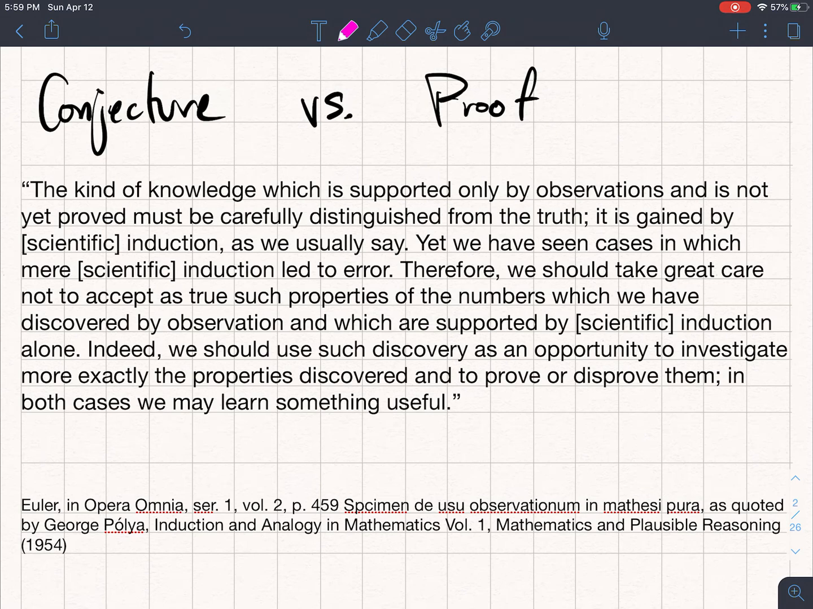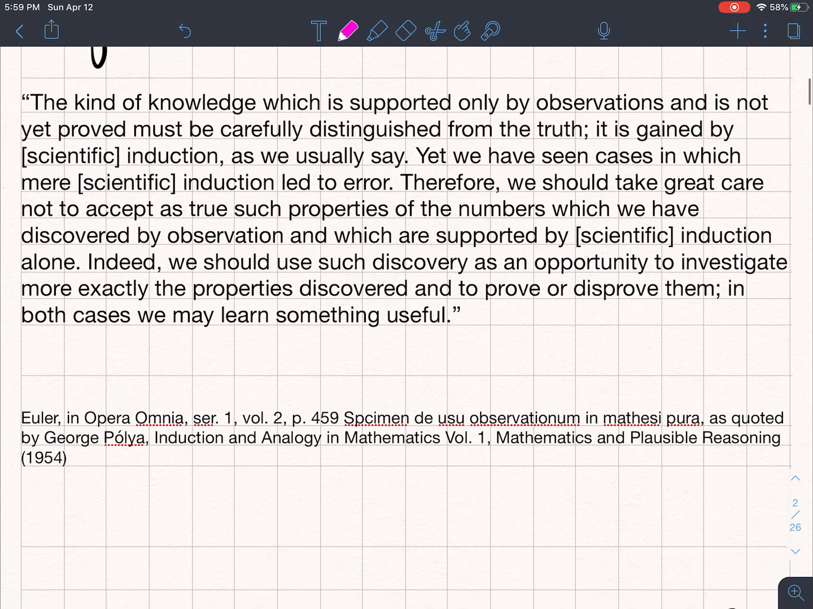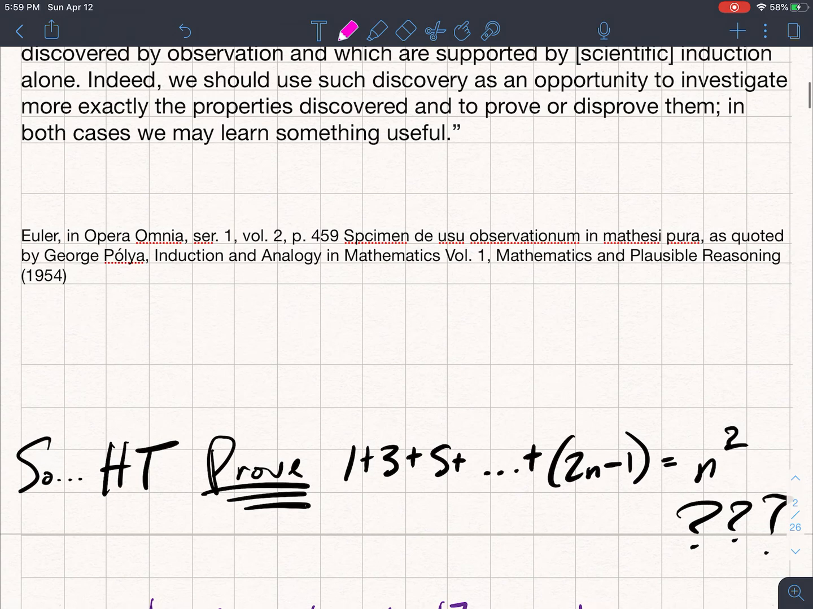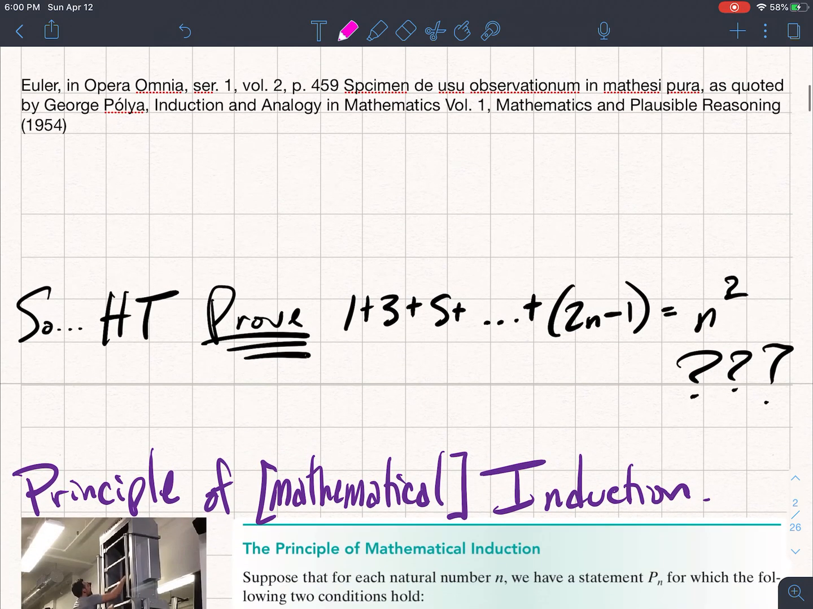So scientific induction is when we look at a bunch of cases and we try to come to a conclusion from those cases that we look at. Scientific induction does not rise to the level of proof in mathematics. We can't just look at a bunch of examples. We have to show it for all cases. So how do we prove this for all cases of n? We can't do all the natural numbers. There's infinitely many of them. Enter the principle of mathematical induction, not scientific induction, mathematical induction.